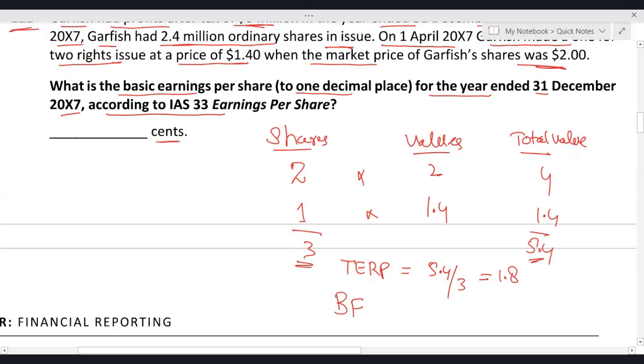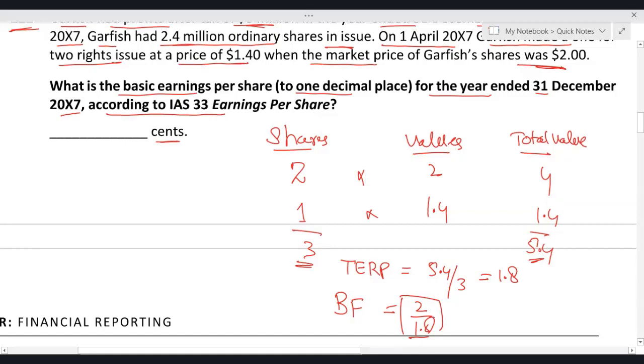Simply, your bonus fraction is the share price before the right, which is 2, over the theoretical ex-right price, which is 1.8. So 2 upon 1.8 is your bonus fraction. And we will simply multiply it with all those shares in the question that are there before the right.